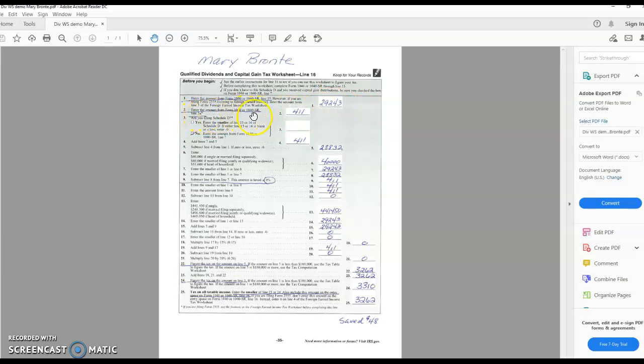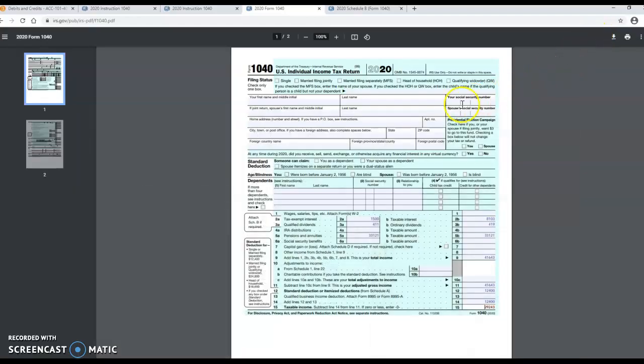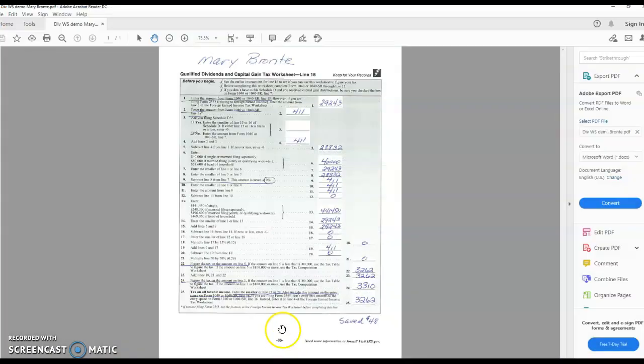Line 2, enter the amount from line 3A. That's the actual qualified dividends. So that's this 411 right here on line 3A. Okay, so that's there. It says, are you filing Schedule D? Well, we file Schedule D if we bought and sold capital assets such as maybe some stocks. If we sold some stocks, then we would fill out Schedule D. Well, we don't have that, so we say no. And then it says enter the amount from line 7. We don't have anything on line 7, so we don't have to worry about that.